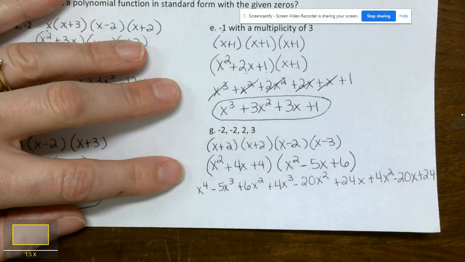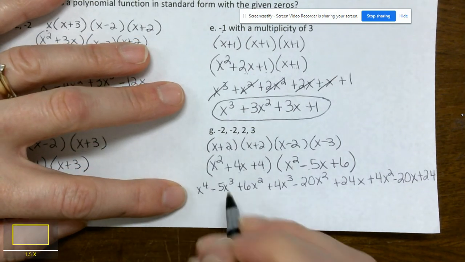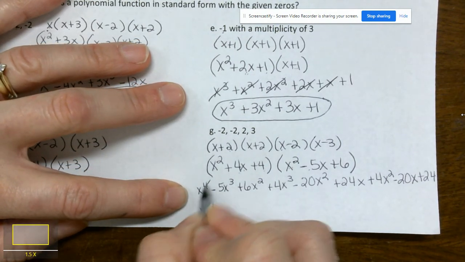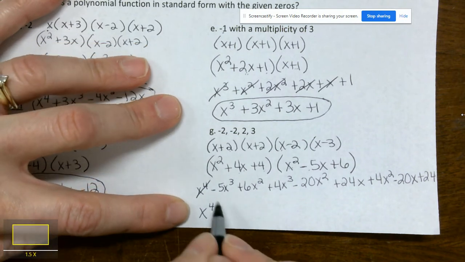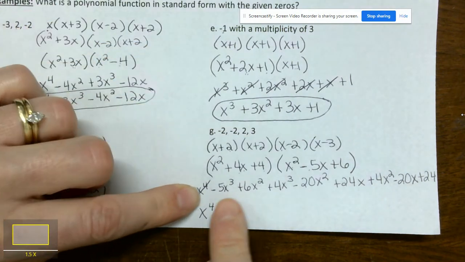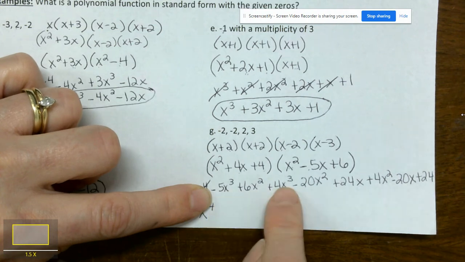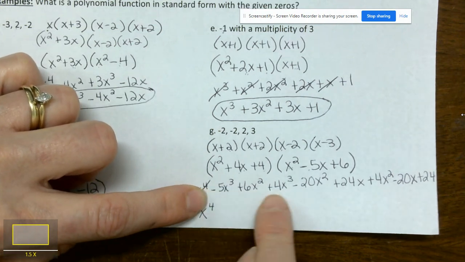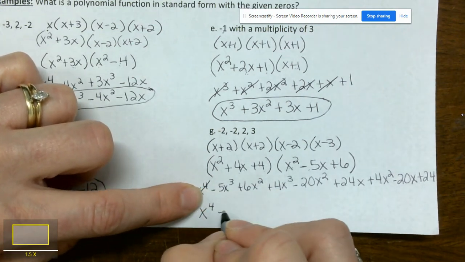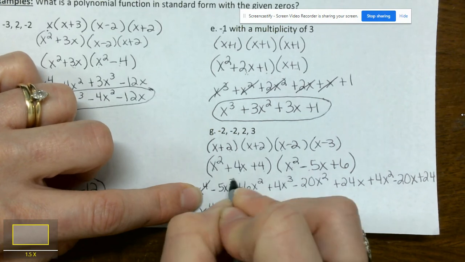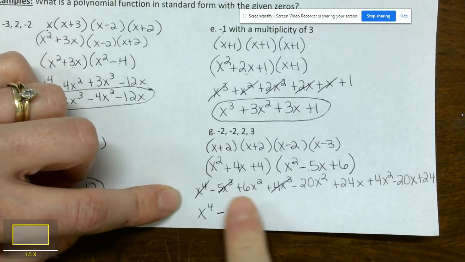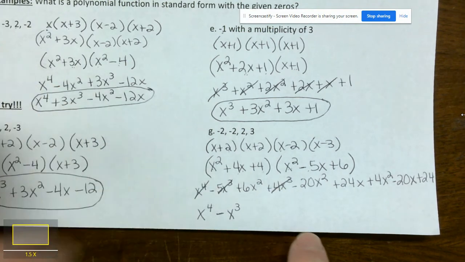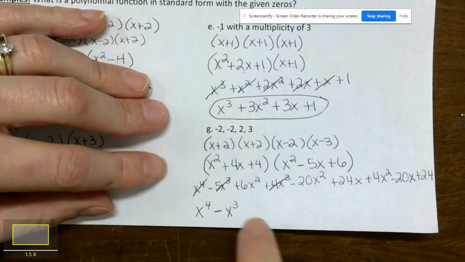Okay, now we're going to combine like terms. There is only one x to the 4th. You want to start with your largest exponent. There's only one x to the 4th, so I'm going to write it down. Then you can see there are two x cubes. So we're going to do negative 5 plus 4, which is a negative 1, so that's going to be a negative x cubed. And I'm going to mark those out. If you mark them out, you're least likely to mess up, okay?